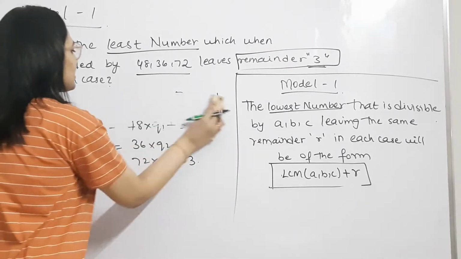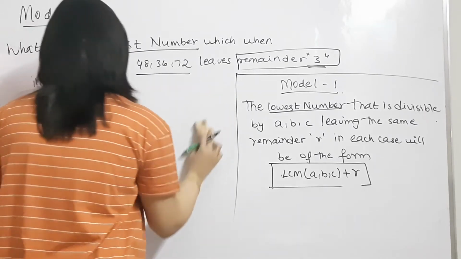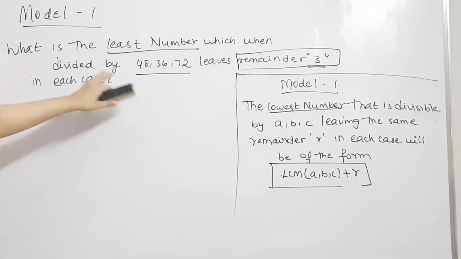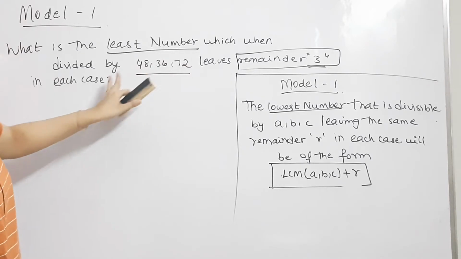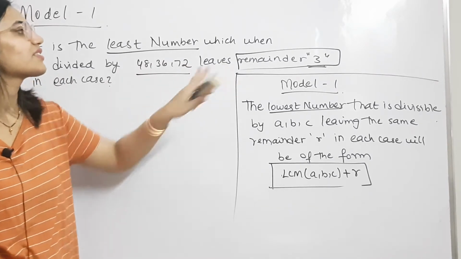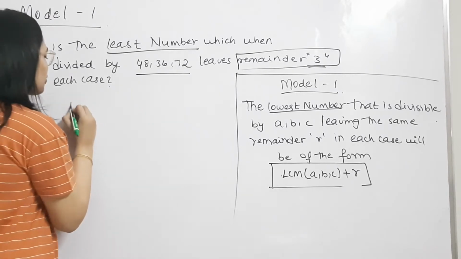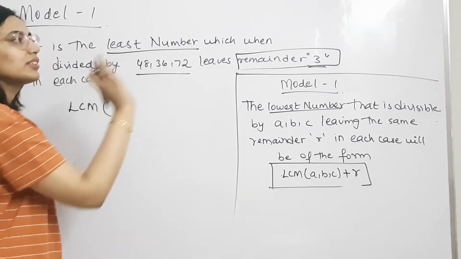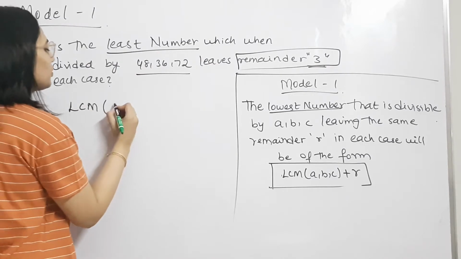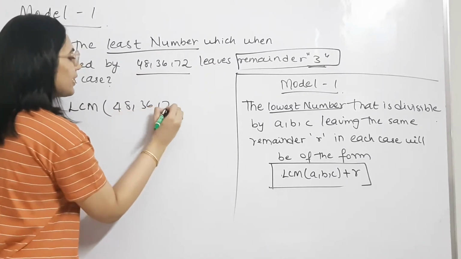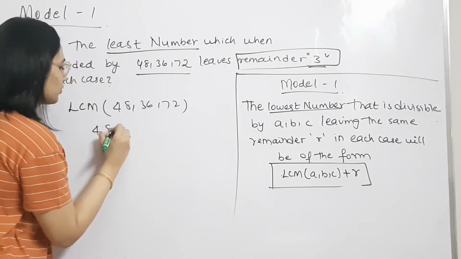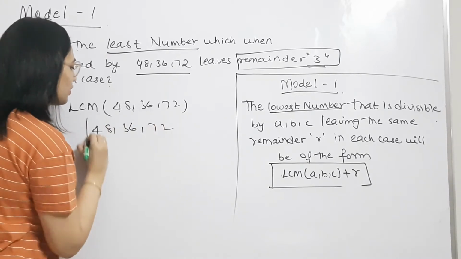Now, using this concept, let's try to solve the problem on the board. The problem is you need to find the least number which when divided by 48, 36, 72 leaves the remainder 3 in each case. So first, you saw the same remainder, model 1. Now, take the LCM of 48, 36 and 72. So, 48, 36, 72. What do you get?